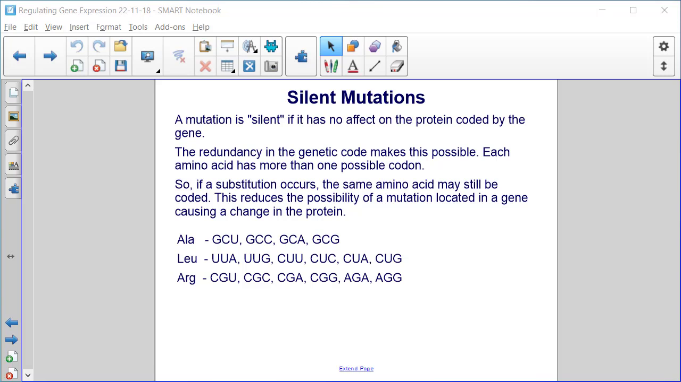So take a look at these 3 amino acids and look at the different codons that code for that same amino acid. So if I have a substitution of just one base, it's quite possible that it codes for the same amino acid. And that would be what's known as a silent mutation.